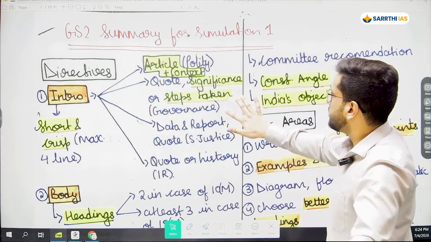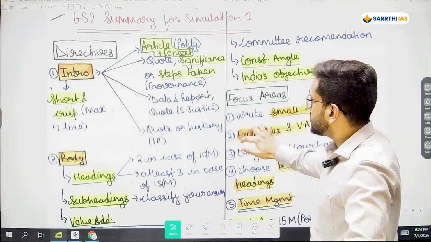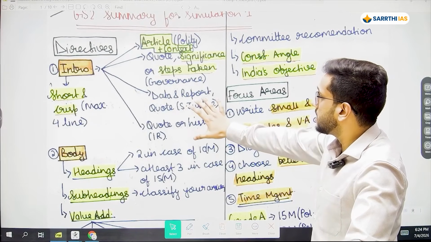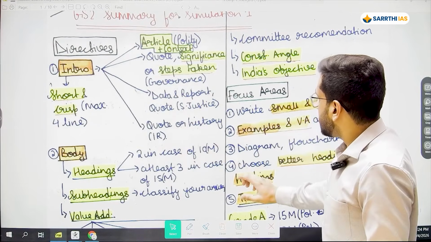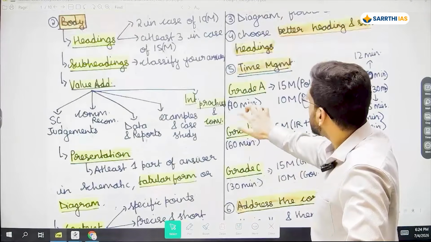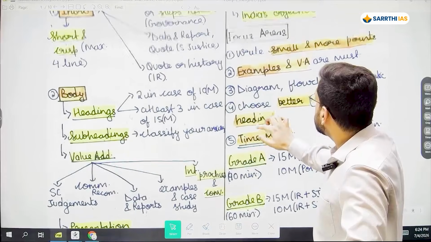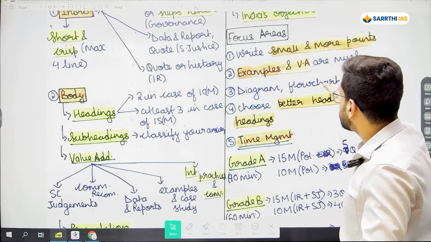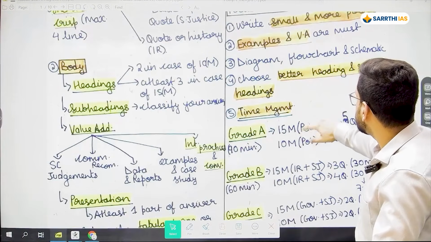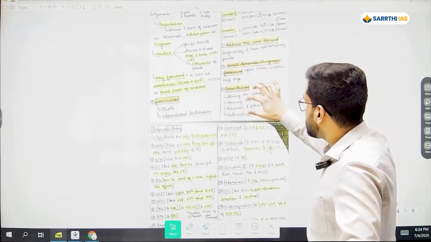So this is my micro note final sheet for GS2, where I have mentioned what my answer writing directives are, what I should write in my intro, what I should write in my body, what should be in the way forward conclusion, then what all things I have to focus upon: write small and more points, examples, choose better headings, time management, presentation.